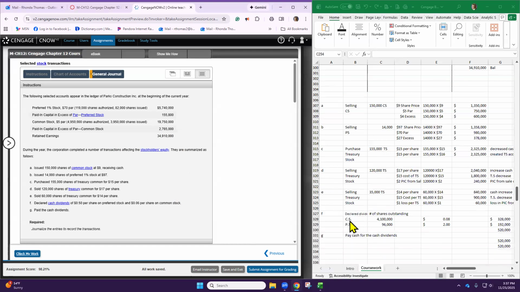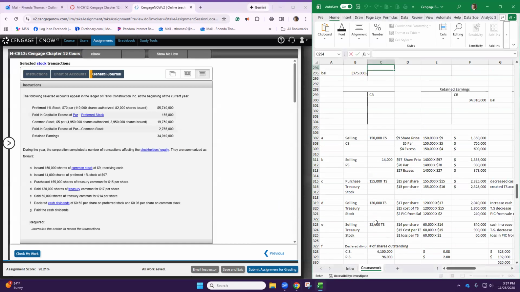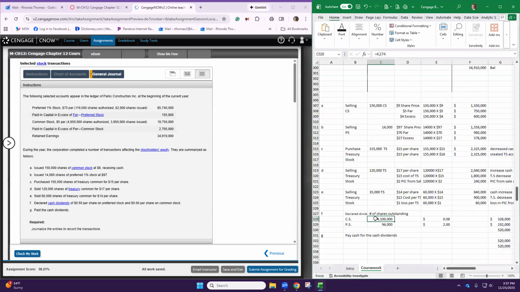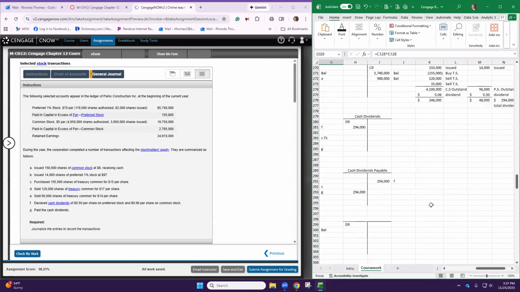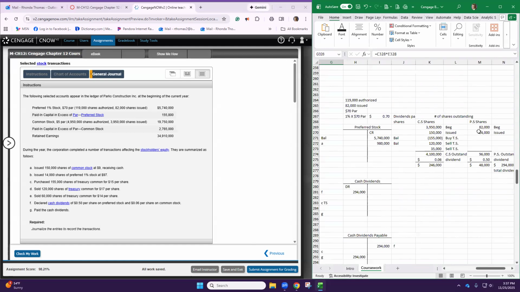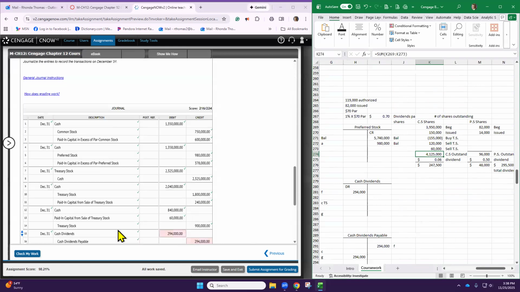All right, so now we're going to declare the dividend. Okay, so we've got over here. Oop, so we got to go up here and fix this. So 60,000. I don't know how that's supposed to work. But anyway, something's wonky. I need to turn this in.